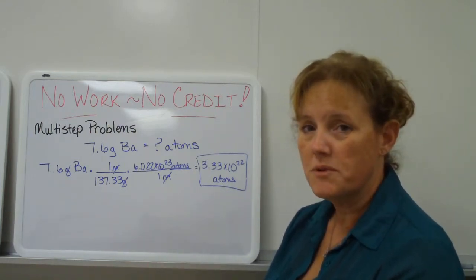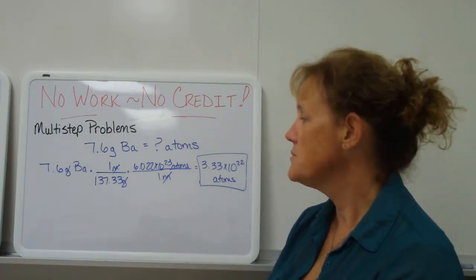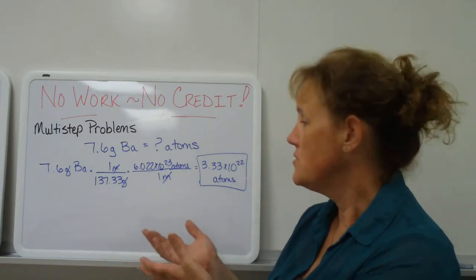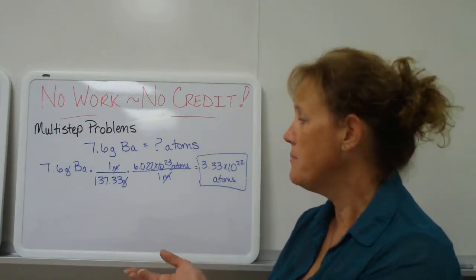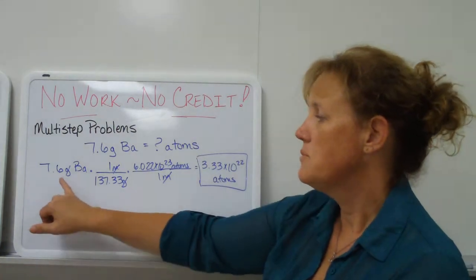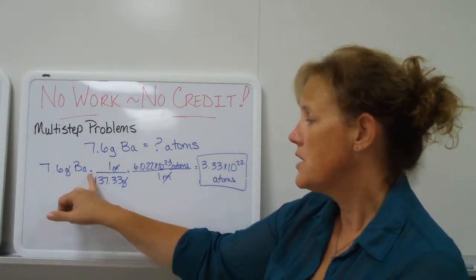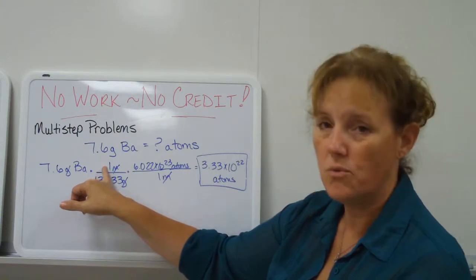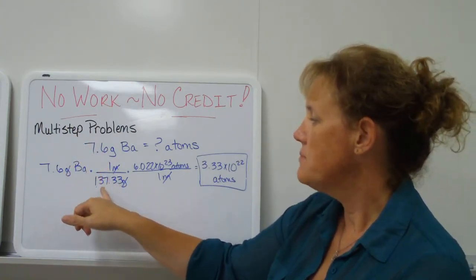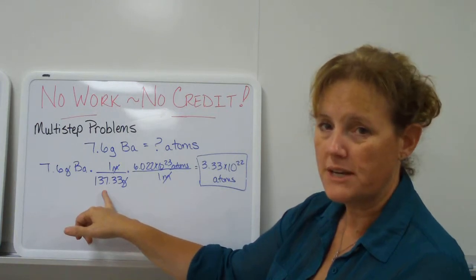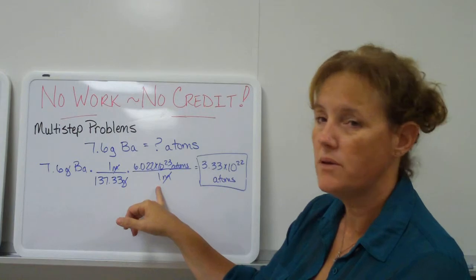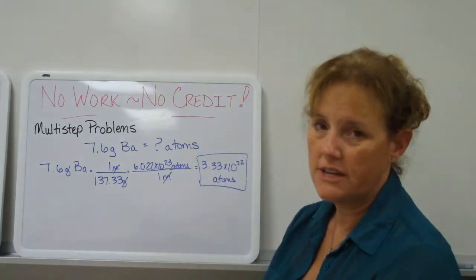One thing I want you to remember that we have difficulty with sometimes is putting it in the calculator correctly. You can do the difficult procedure, you can set it up and all that, but then you have trouble putting it in the calculator. So remember that we're going to take 7.6 grams, and you can put in times 1 if you want. That's not necessary because it's a 1. So times 1 divided by 137.33 times Avogadro's number divided by 1 mole equals, and get your answer.